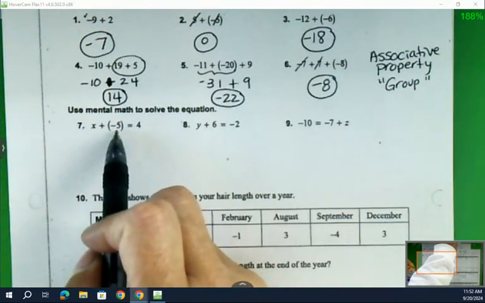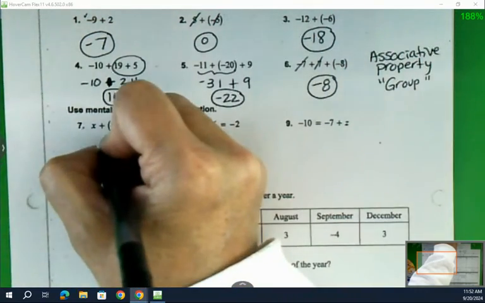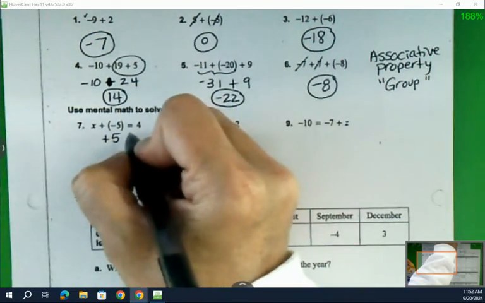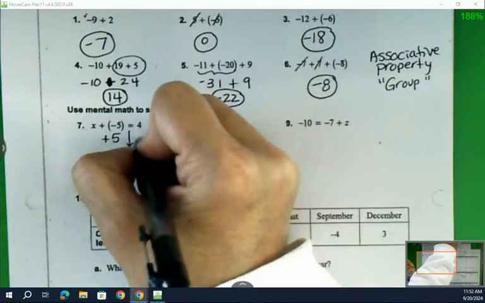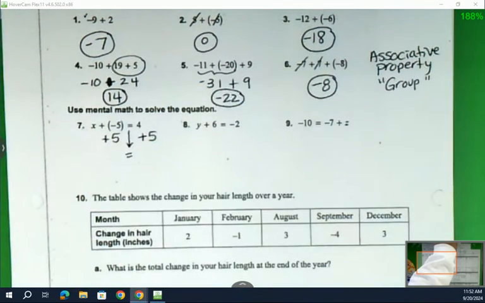Well, what is the opposite of negative 5? That would be to add positive 5. And the other part of keeping this equation equal is that whatever you do to one side of the equation, you must do to the other. So we're going to have our plus 5 shown on both sides. Use an arrow to line up that equal sign.